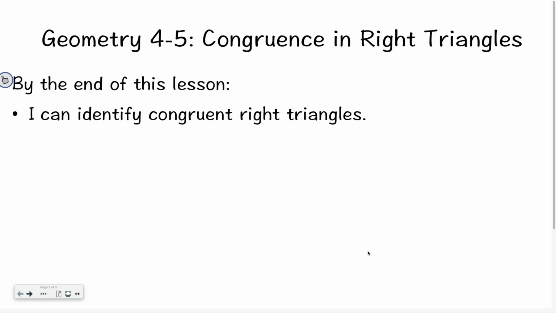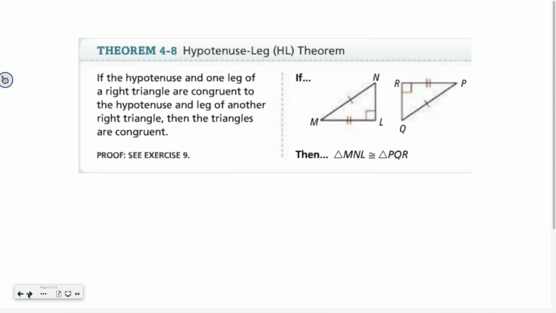Hello class, welcome to Geometry Lesson 4-5, which is all about congruence in right triangles. By the end of this lesson, you should be able to identify congruent right triangles.